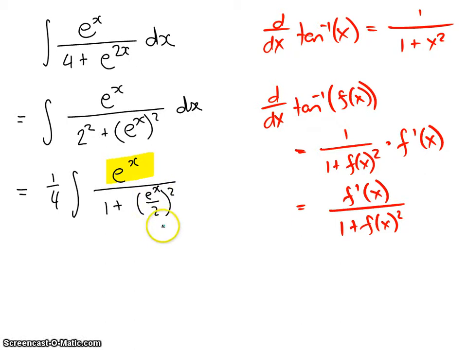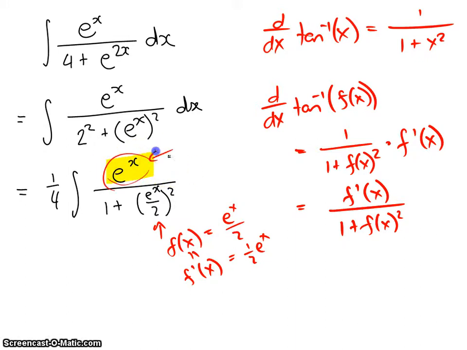Now, if I say that this is my f of x, which is e to the x over 2, or half e to the x, then what's f prime of x? That's also equal to a half e to the x. It's exactly the same, right? These two, f is equal to f prime. And this then starts to look a lot like f prime of x over 1 plus f of x squared.